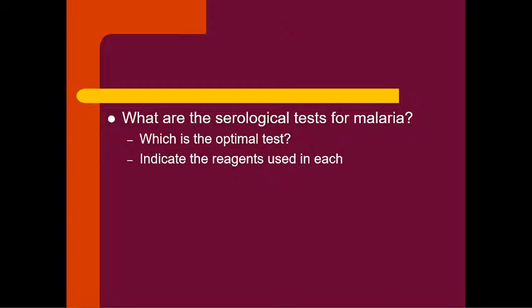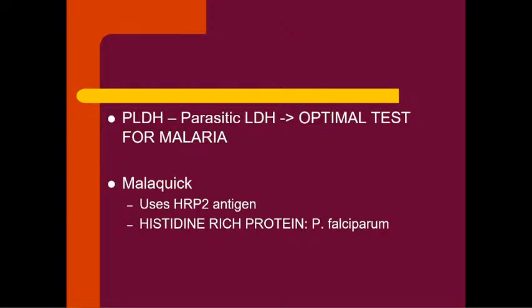Now, there is also a serological test for malaria, and the most optimal test is of course parasitic LDH. Okay, Malquick tests HRP2, which is histidine rich protein, which is only seen in Plasmodium falciparum. Okay? So those are the only things that you guys need to remember when you want to study malaria.